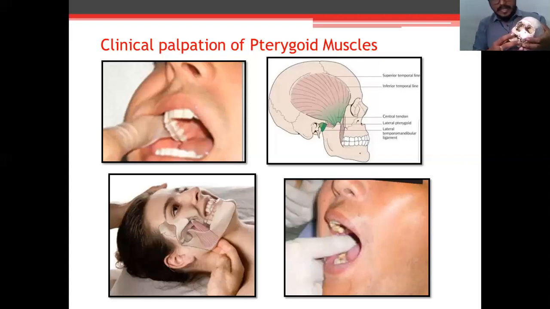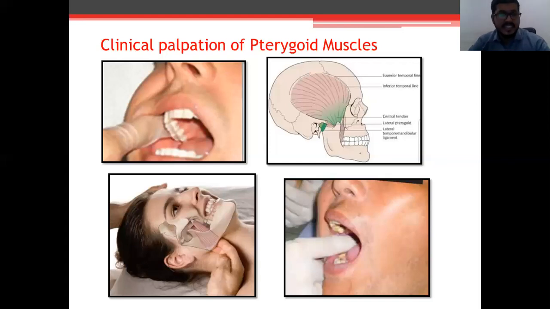For intraoral palpation, you can open the patient's mouth and go near the pharynx area, the inner aspect of the mandible. Then you can palpate the medial pterygoid muscle. Actually, the intraoral approach is very difficult because whenever you keep your finger on the patient's throat, the patient will start a gag reflex. So that is a little bit difficult.